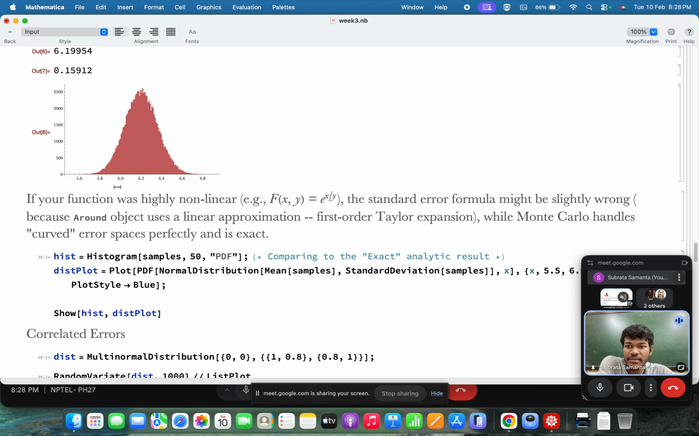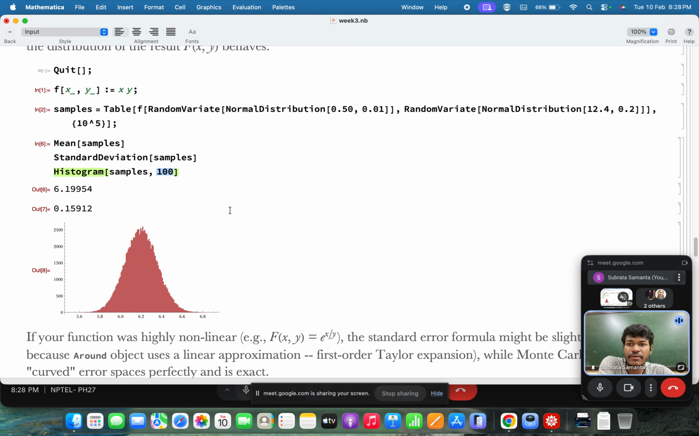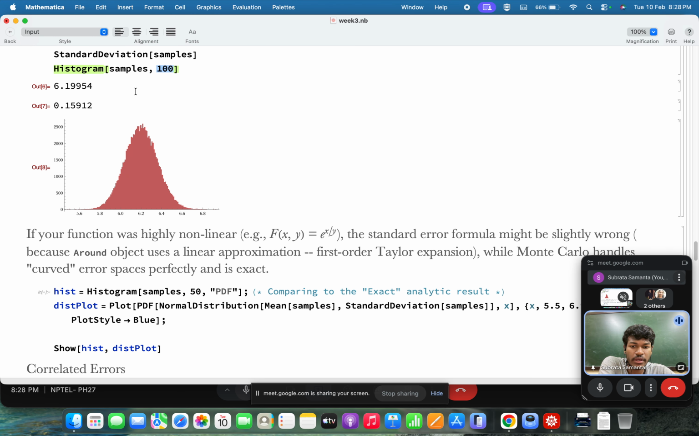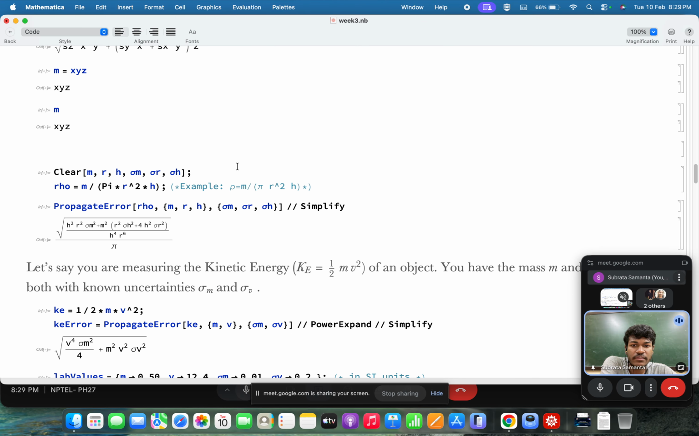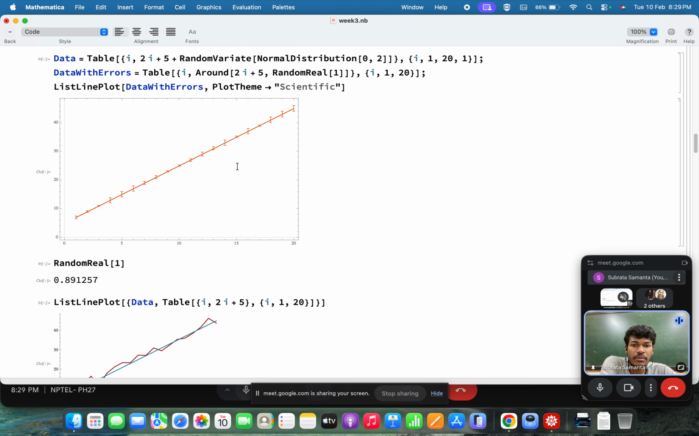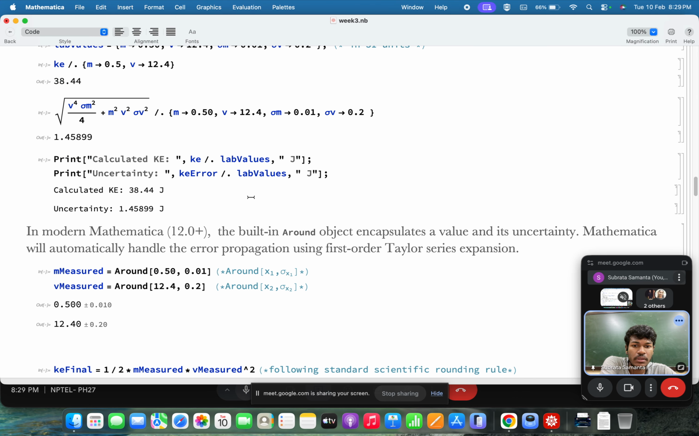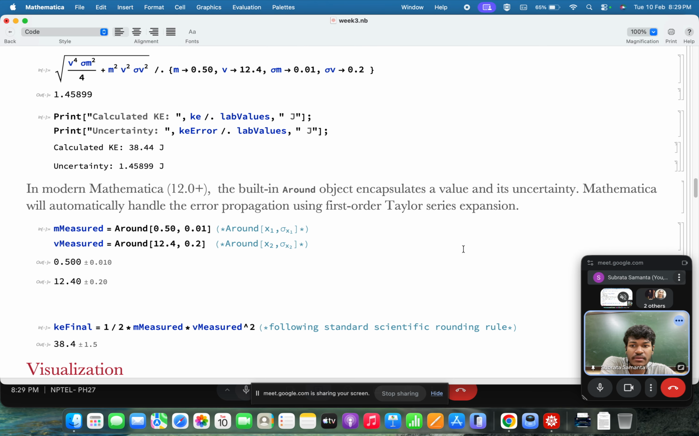Now, if our function is highly non-linear, so here the function is basically x y, it is just a product. Let us say I consider the function e to the power x over y. Then the standard error formula might be slightly wrong, because the error propagation formula uses a linear approximation, but your function is non-linear. I already told that it basically uses a first order Taylor series expansion. So, that is linear, the first order expansion.